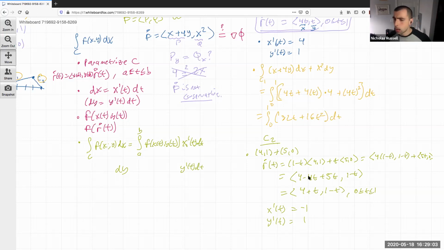My bad, because that's -4t plus 5t. So what I do then is distribute this 4 through, and then just add the x components together, right? So I get 4 minus 4t plus 5t. And then the other component is just 1 minus t plus 0. And that's how I would get that one there. Does that make sense?